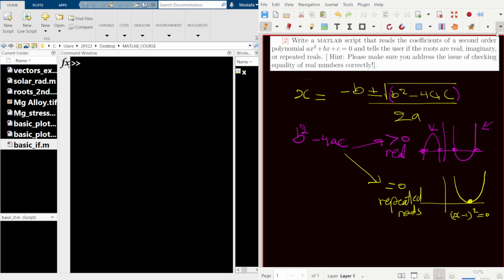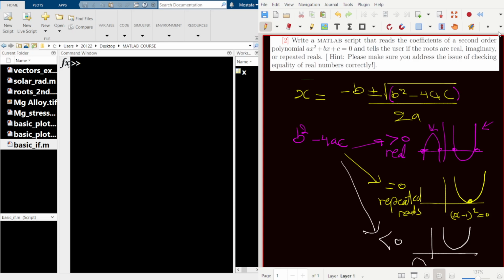And this leaves us with the third possibility, the case of less than 0. In that case, of course, because you are taking the square root of a negative number, you will have complex roots. An example for this is something that doesn't intersect with the x-axis, something along these lines. So these are all the three possibilities. It all depends on the value of b squared minus 4ac.